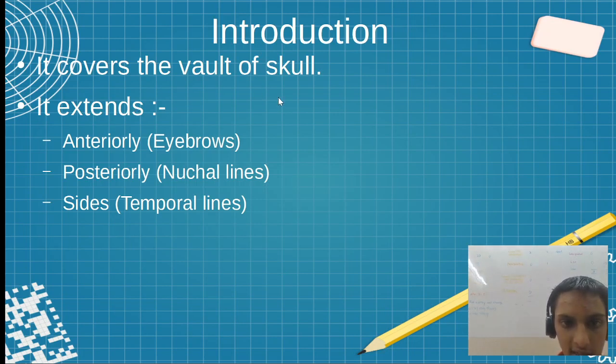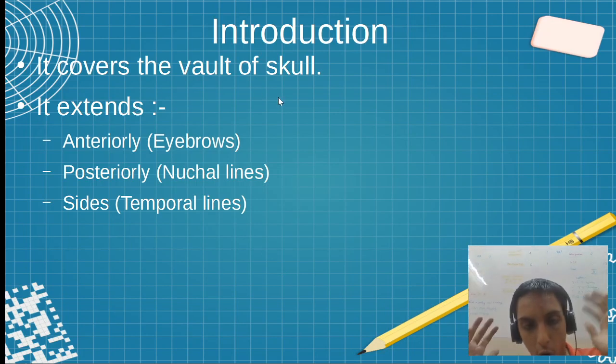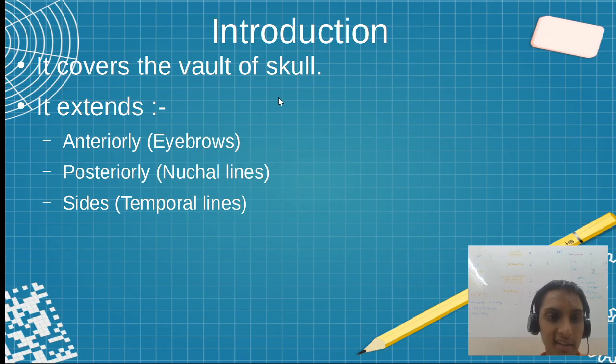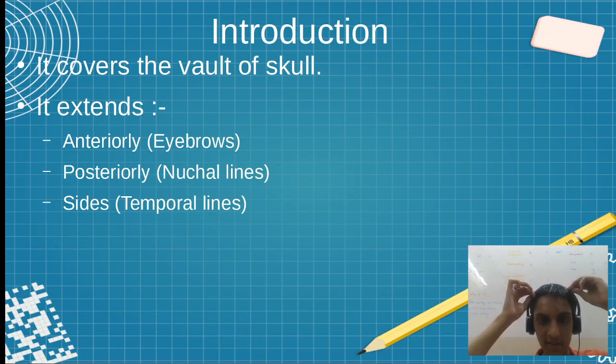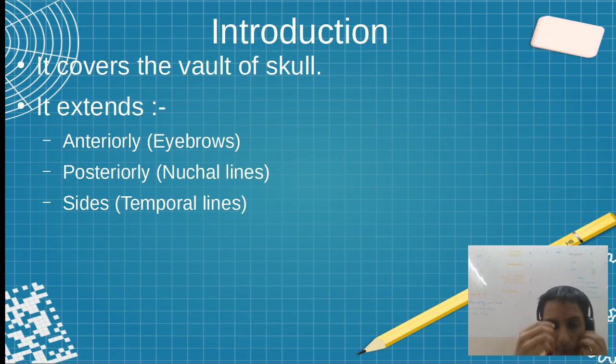Scalp is nothing but it covers the cranial vault or the bony vault of the skull. So this will basically be the scalp. You are seeing here the skin with a lot of hair, that is the scalp. So anterior up to the eyebrows here. Posterior, here you have the nuchal lines. Sides will have the temporal lines. So anterior, sides and the posterior.